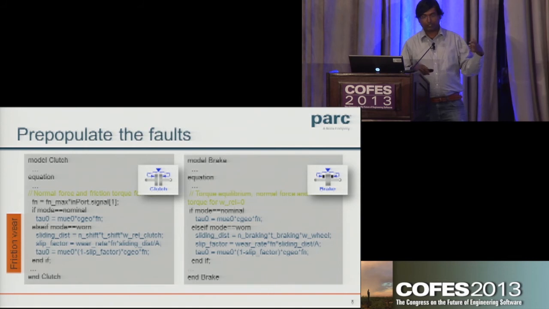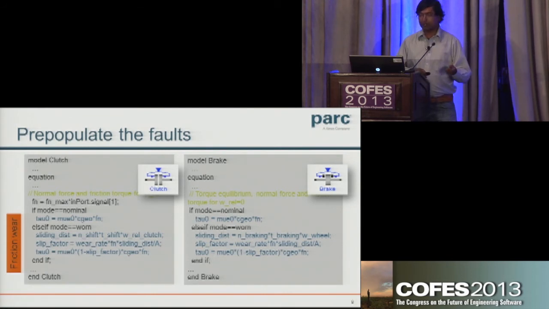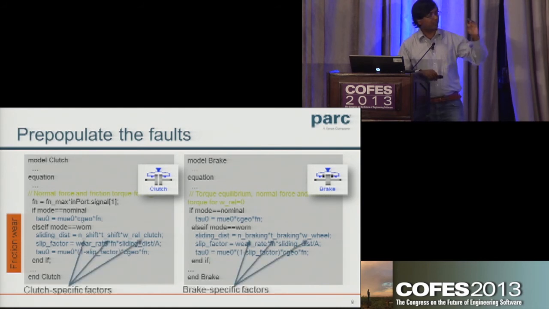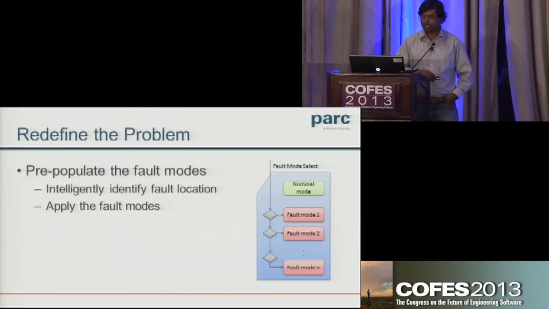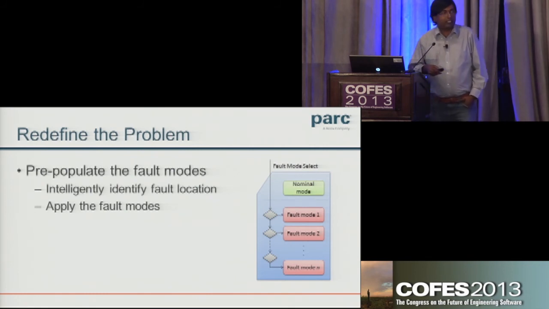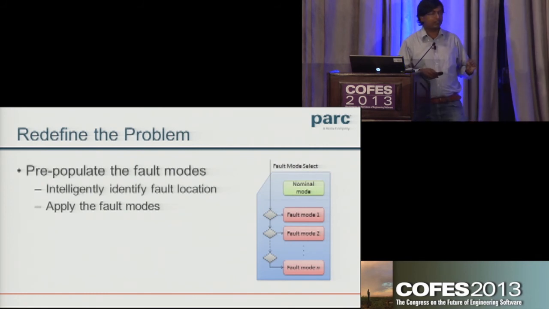Those are the parameters for your fault, but sliding distance is different for a clutch than a brake. For a clutch, it is the number of shifts times the time for each shift times the difference of angular velocity. For a brake, it includes the braking time and the speed of the wheel. So there are some fault specific factors and there are some component specific factors in there. In this way, we can redefine the problem for us. You don't have to peel back layers of system behavior, but you can construct them as you design your system in a very systematic way.